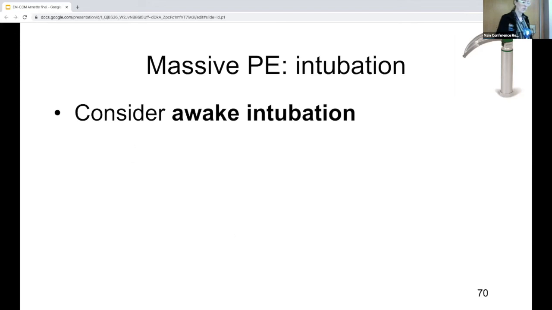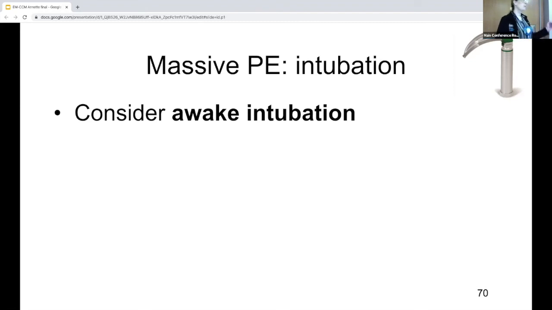Another thing that I thought was interesting is that for massive PE patients, there are suggestions of awake intubation. I've never done an awake intubation. Has anyone in the room ever done one? Dr. Bernsheimer, how was that? I mean, you obviously have to have a cooperative patient, but it's possible to do that. The ones I remember that we were able to do that with were COPD patients. I don't think I've ever awake intubated a massive PE.